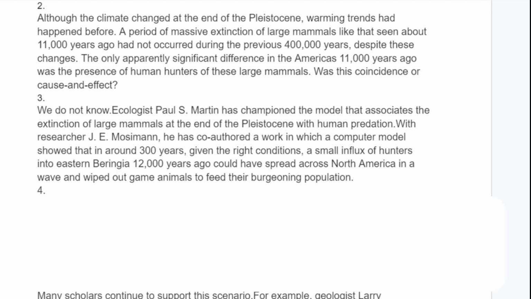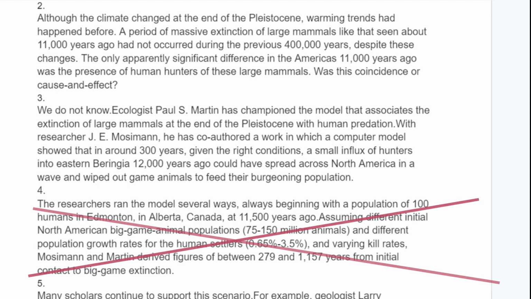Paragraph 3. Of course, we don't know. That's why we need evidence. Martin proposes the Pleistocene hypothesis with a model that connects the mammal extinction with the human killing. He made a computer model that supports the hypothesis. Paragraph 4 is a minor detail. As you can see, there are a lot of numbers, so skip it.